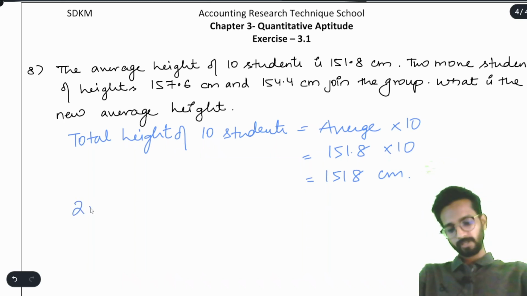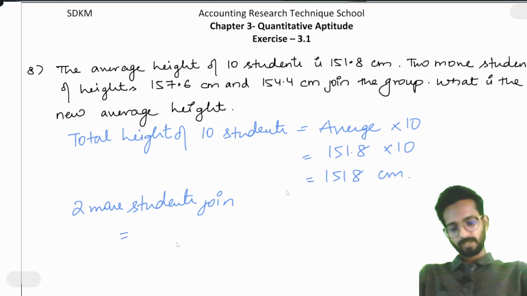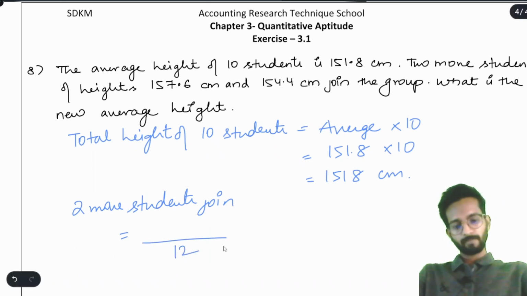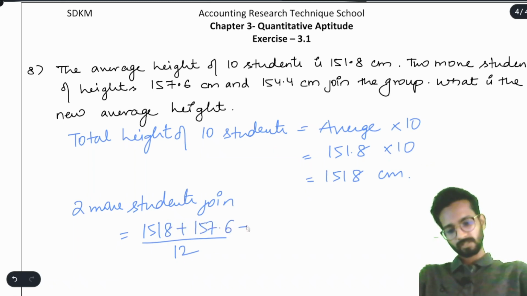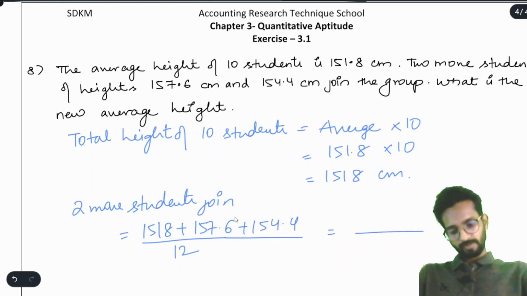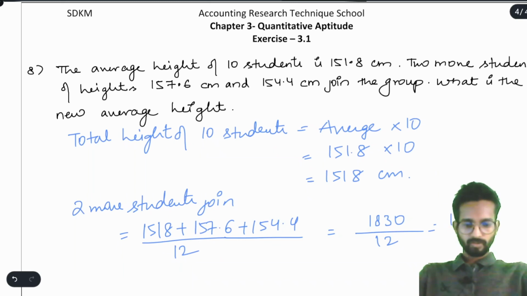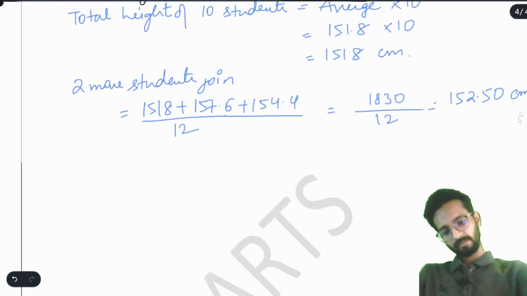If two more students are joining, then before it was 10, now the total will become 12, okay, and before the height was 1518 for 10 students, now two more are joining, that are 157.6 plus 154.4. So you can write here directly 1830 by 12. The answer will be in centimeters only. So your average will be 152.50 centimeters. Understood? Very, very easy.